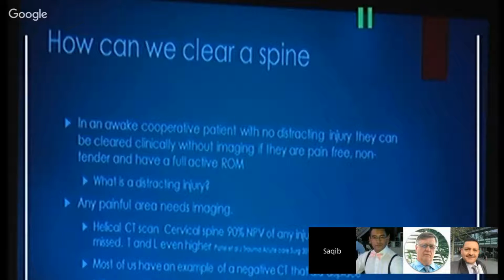But you will find that every one of us in the audience has at least one patient that they remember where the CT scan was negative and they turned out to have an injury. And in those patients, usually, that's why most of us, if we have the time and the ability, will go on and get an MRI in the patients that we can't otherwise clear.